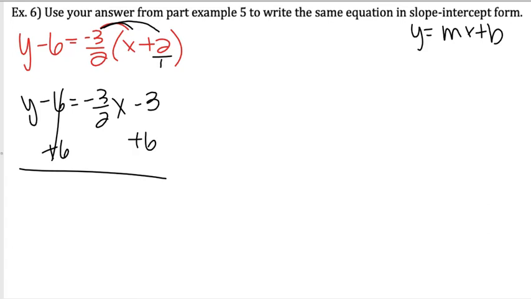And so then my 6's cancel. Now I'm in business. I have a y over here by itself. I have my -3/2 x. And then -3 plus 6 is +3. So that is option number 1 for rewriting.